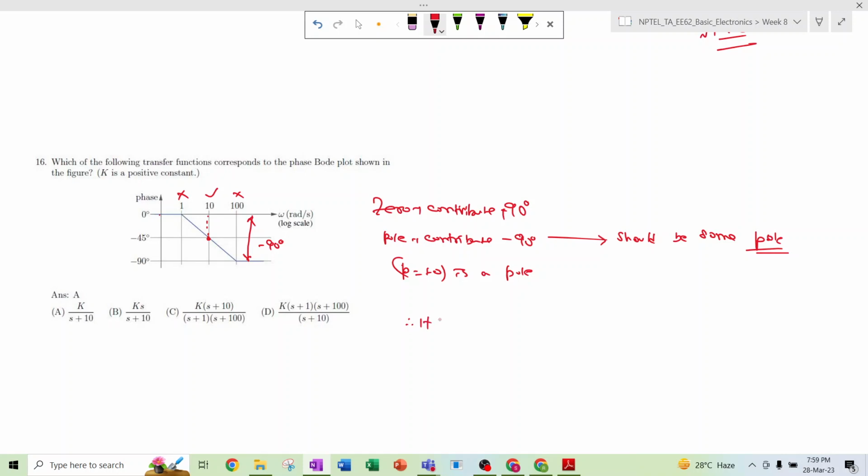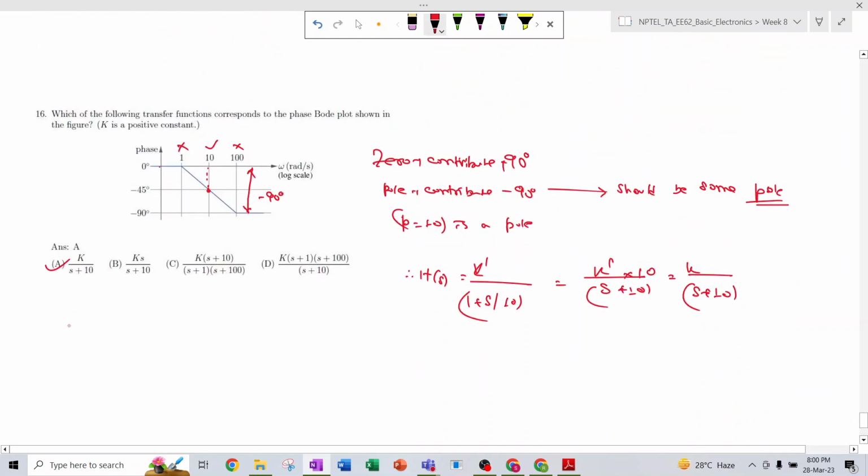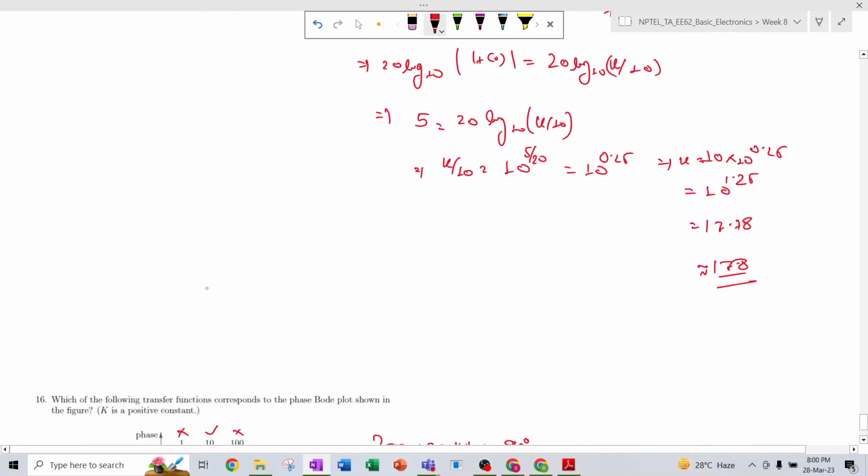So if we write the transfer function, it will be k times 1 plus s by 10, right? So if we write k dash (s plus 10) into 10, so 10 times k dash is equal to k, we are considering it some constant k, divided by (s plus 10). So the correct answer will be option A, k times 1 by (s plus 10). Okay, so this was the last question. So that's all for today.